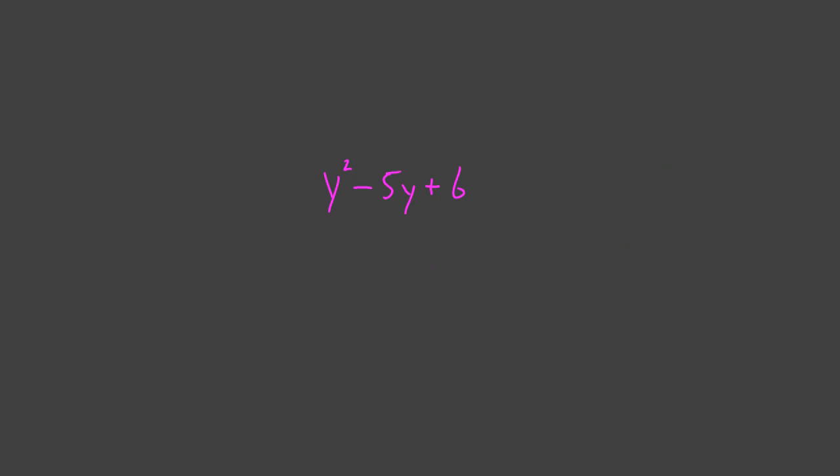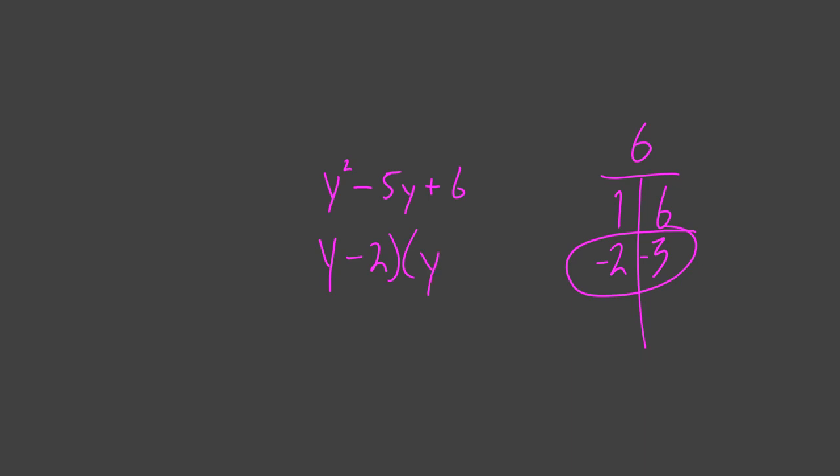y squared minus 5y plus 6. So we're looking for factors of 6, 1 and 6, 2 and 3. That's it. And we have multiply to a positive, add to a negative. These must be negative. So y minus 2, y minus 3.